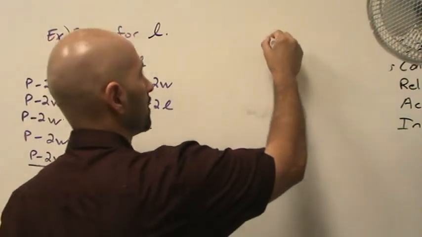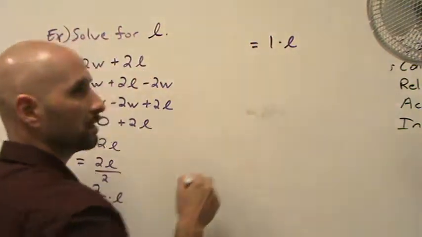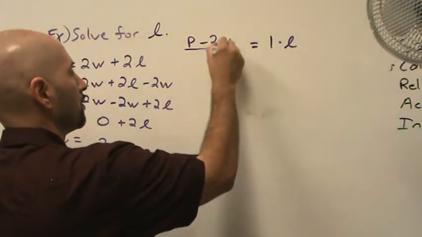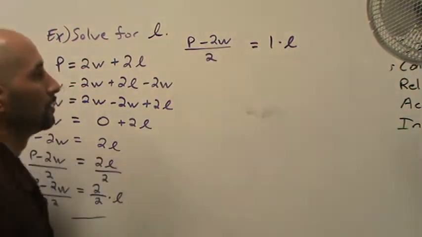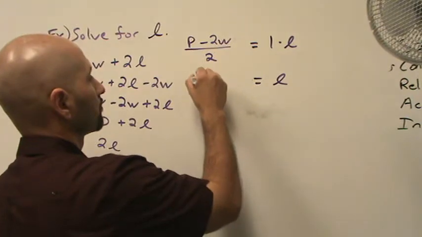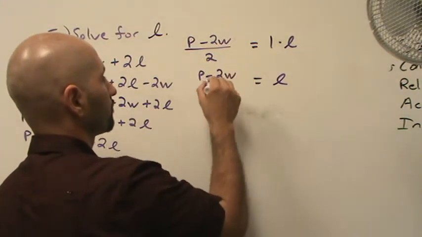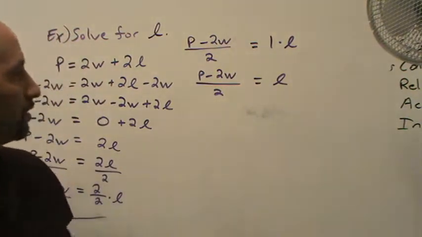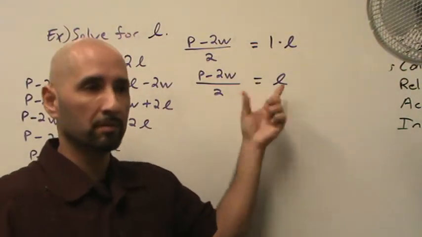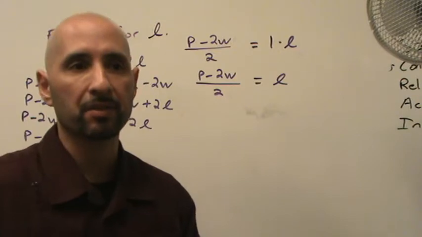So you can come up here. 1 times L equaling the left side. Or just L all by itself. So we've done the job here. Solve for L. L is all by itself, so this equation here is our final answer, or one of them.